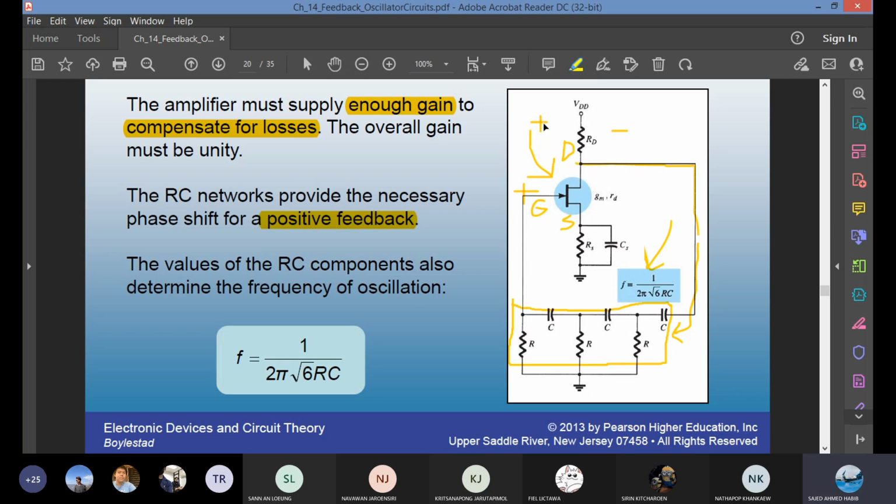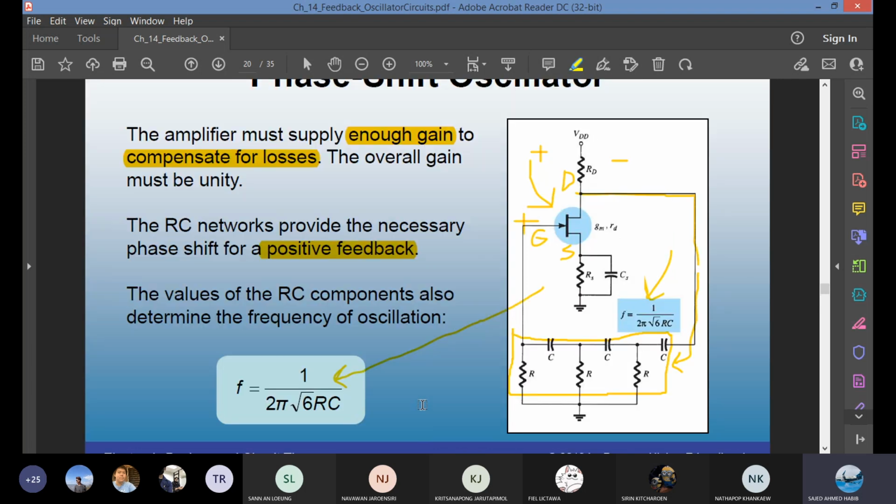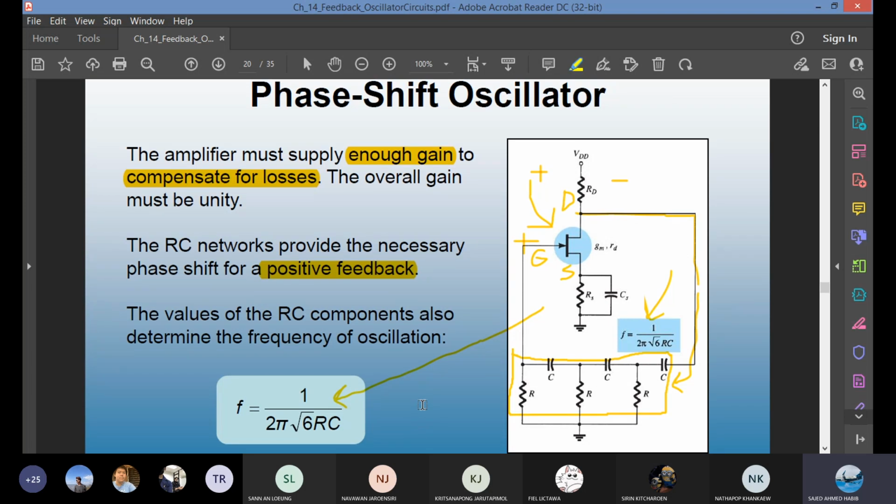Same with the BJT. If you take plus, the output is 180 degree phase shifted. But you cannot take a negative and put it back because there will be no oscillation. So that's why you need a phase shift network using resistor and capacitor, which gives you 180 again, minus flipped by another 180. Overall, you have a positive feedback. And the oscillation is happening according to this frequency. The output oscillating waveform will show the frequency value 1 over 2 pi RC times square root of 6. That's the phase shift oscillator using the JFET.